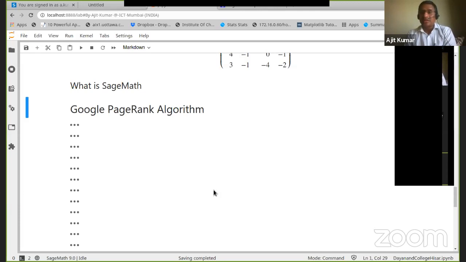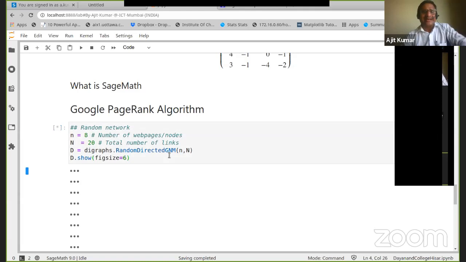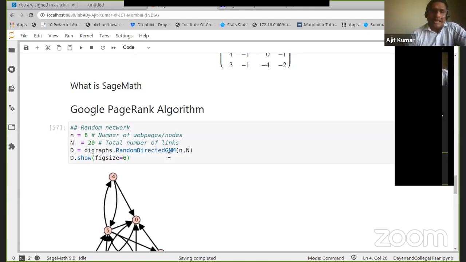And this concept can be explained to anybody who just knows what is a matrix and what is matrix multiplication. In fact, when I'm teaching linear algebra in the first class, I give some of these applications, and it sets a platform. So let us see. So what I'm going to do, I will generate a random directed graph.